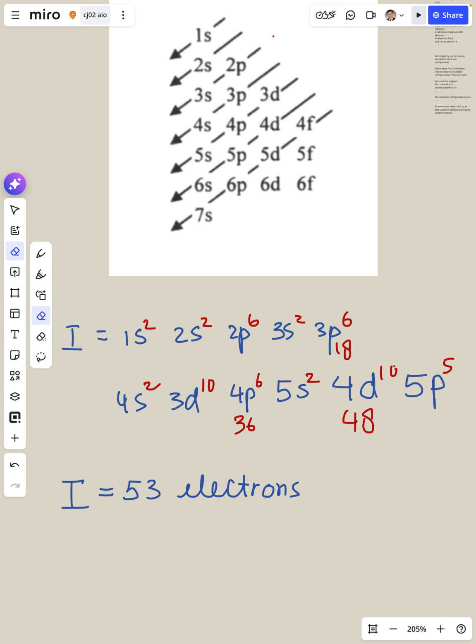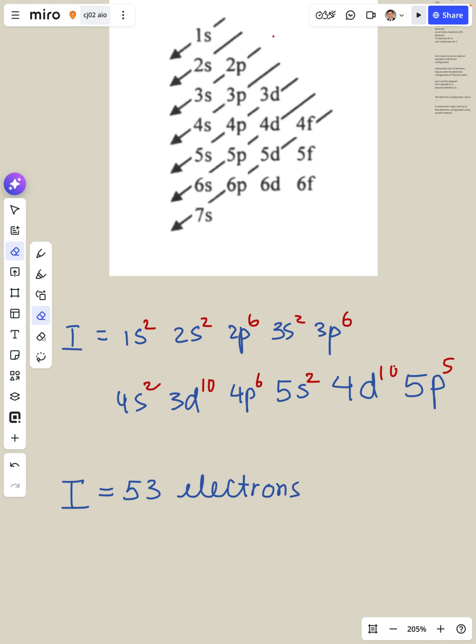That's our answer then. We erase the working, the cumulative number of electrons. So the electronic configuration of iodine is 1s2, 2s2, 2p6, 3s2, 3p6, 4s2, 3d10, 4p6, 5s2, 4d10, and 5p5. That's the electronic configuration of iodine.